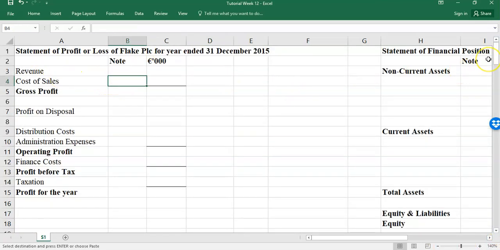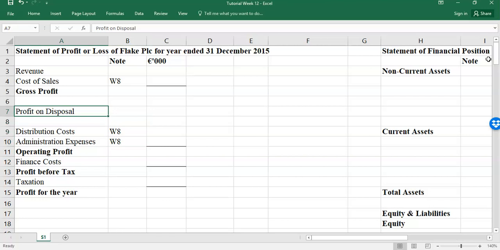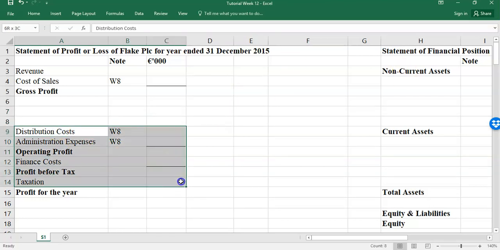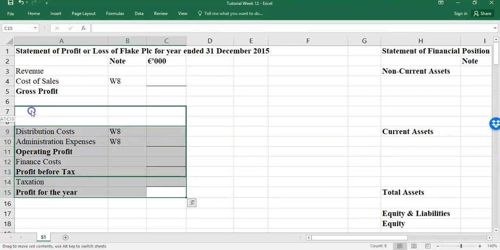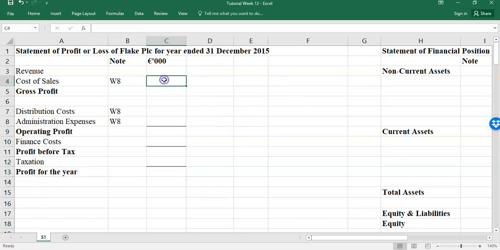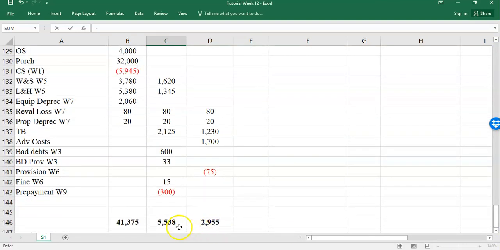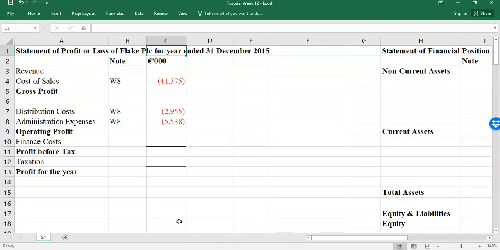So we have here working 8. We've no profit on disposal this one. It's from an older question. And we just slot them in. Tidy up this. So our cost of sales, we said, was 41375. Our distribution costs, 2955. And our admin expenses, I think it's rounded, but it's 5537.5 or 5538. It's fine. So that's a lot of them complete already. With very little work, but it looks nice and neat, and you'll get your presentation marks as well.